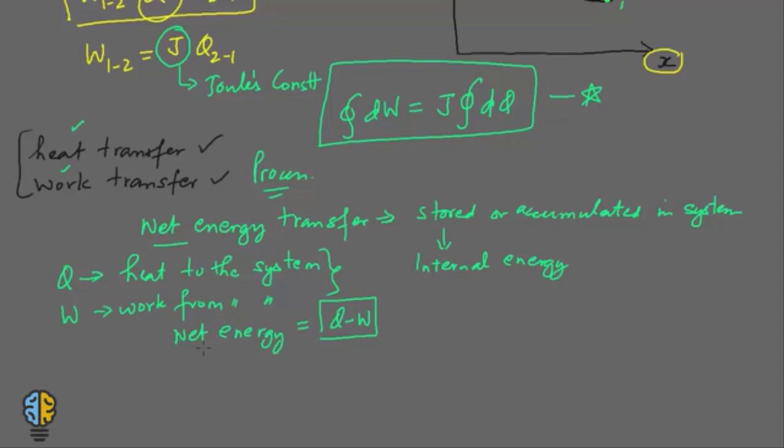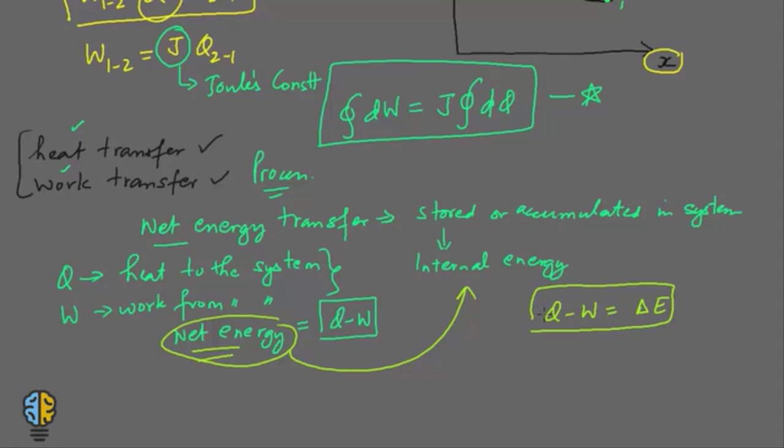This net energy is neither work nor heat. The name given to this net energy is internal energy, or simply energy of the system. So Q minus W is equal to delta E. This is the first law of thermodynamics for a system that is undergoing a process. This is the mathematical equation governing a system undergoing a process.